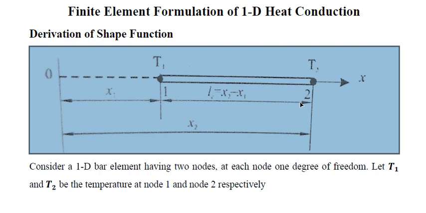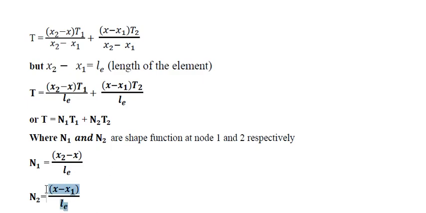Here N1 is 1, here N2 is 1. What is N1 somewhere in between? It is (x2 minus x) by LE. What is N2 here? (x minus x1) by LE. So anywhere over the element, it follows the expression which we have derived. These values of N1 and N2 are applicable anywhere over the element, and so they are applicable at node 1 and node 2 also. At node 1, N1 is 1, at node 2, N2 is 1.